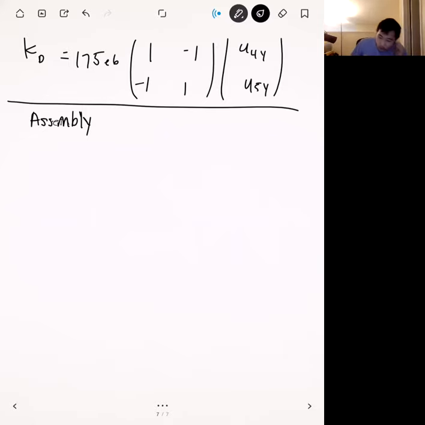All right. And so in this global matrix, we actually have a 9 by 9 because we have 9 degrees of freedom that we need to account for, right? And so let me draw 9 columns here. Okay, so first we have U1y, theta 1, U2y, theta 2, U3y, theta 3, U4y, theta 4, and also U5y.